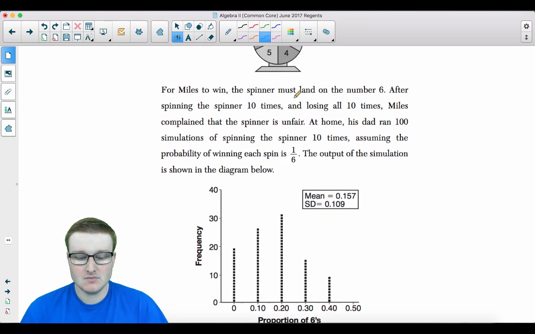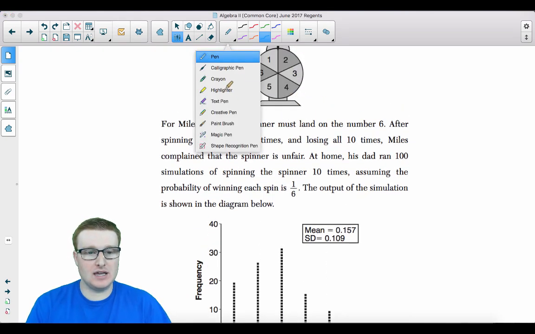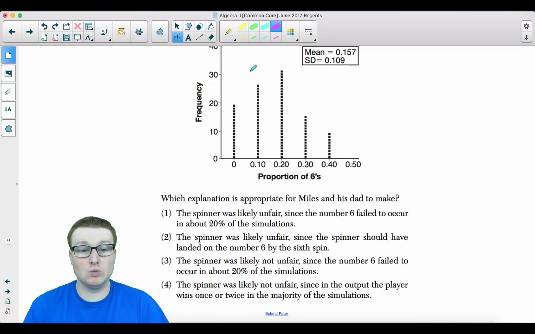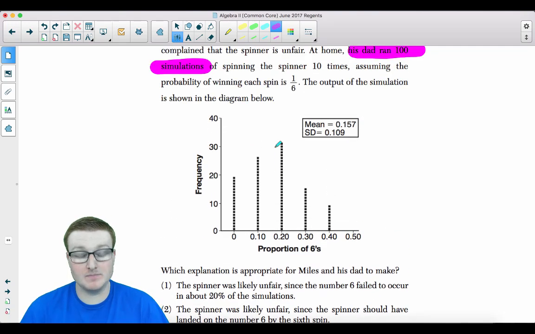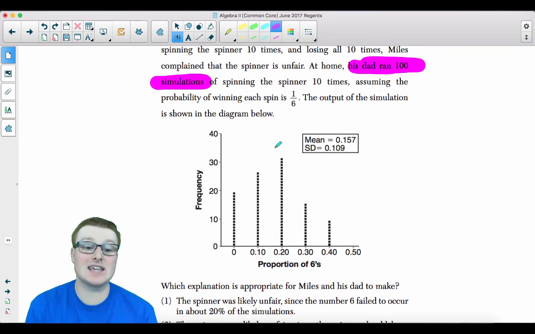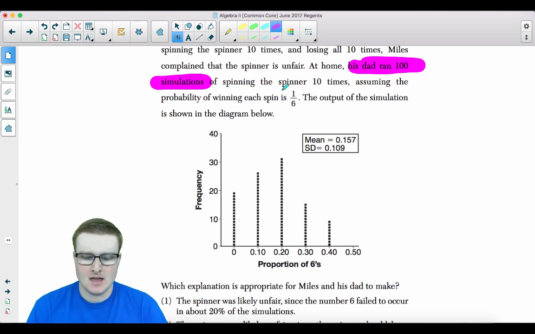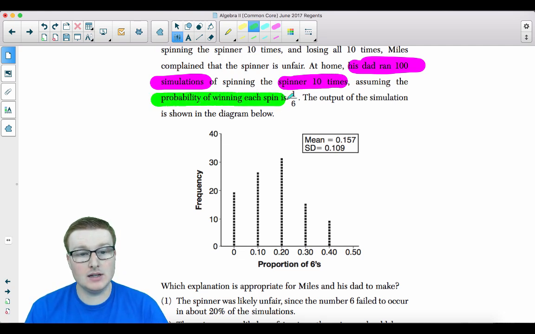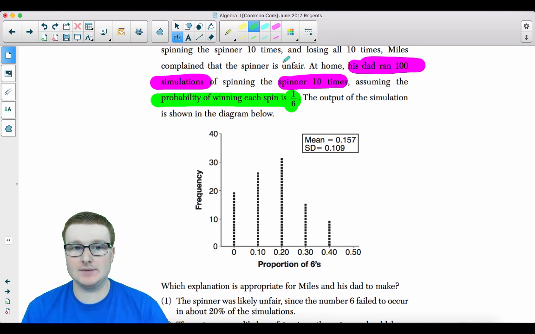Okay. So I'm going to highlight a couple keywords that you need to know here. At home, his dad ran 100 simulations. So there's actually 100 little dots. Believe it or not, you need to count all these little dots slowly. That's what I did at least. Okay, and spinning the spinner 10 times, and this is the important piece: the probability of winning each spin is 1 out of 6.